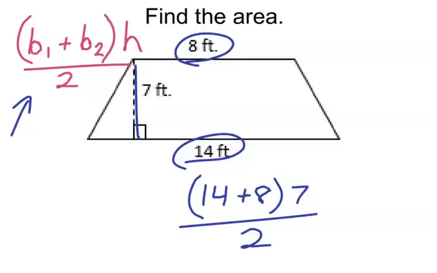So then we're going to do 22 times 7, and that's going to equal 154. But we're going to then divide that by 2. 154 divided by 2 equals 77. Okay, so we could have done it via a formula as well. So either one of those would have worked out just fine. All right, sometime I'll show you exactly why that formula works, but for now we'll just leave it at that. So the answer is 77 feet squared.